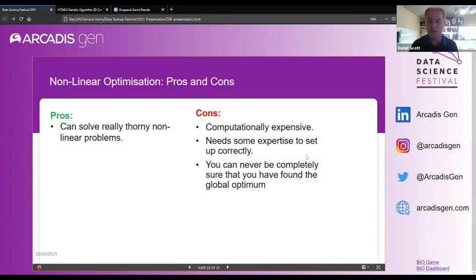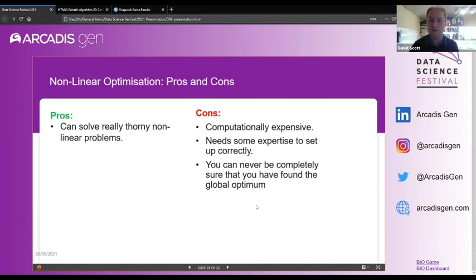You also do need to know what you're doing when you're setting them up. There are a lot of hyperparameters around mutation rates and population sizes and other key elements that you need to keep track of and set to make sure that you're getting the best possible outcome.